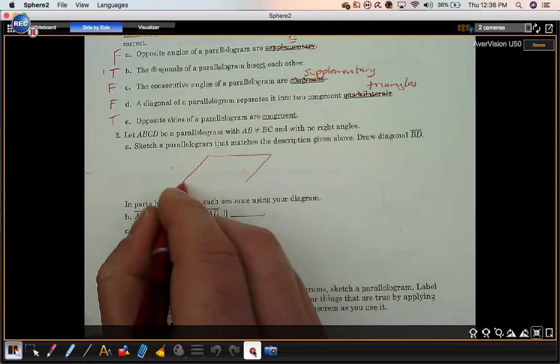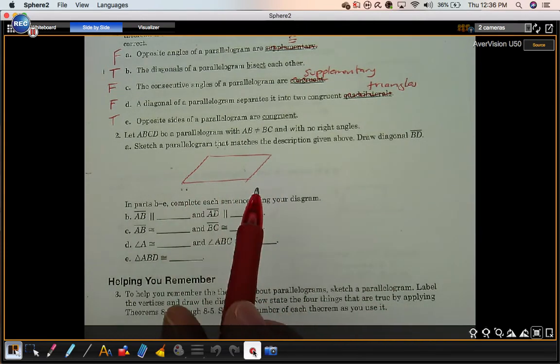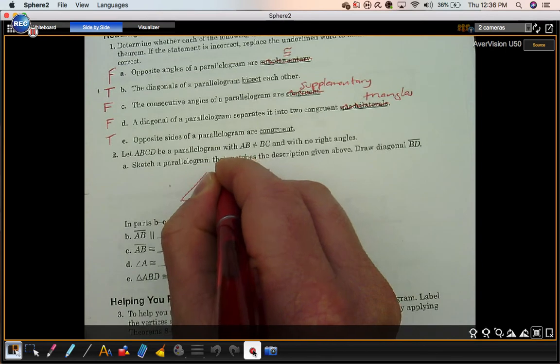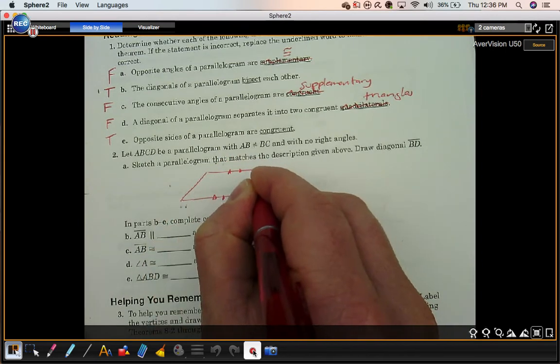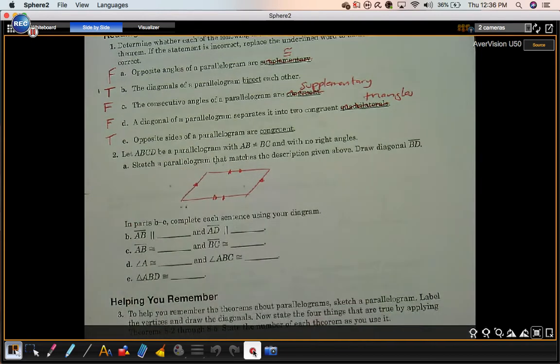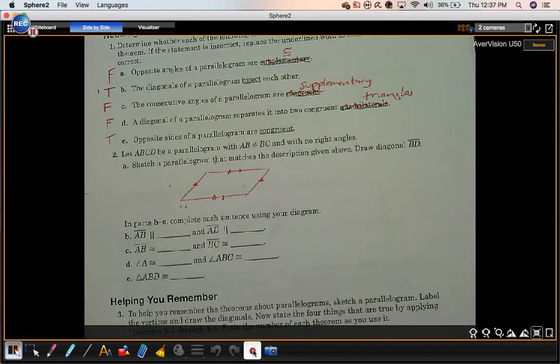So I need a parallelogram that doesn't have right angles. That means it's a parallelogram that isn't a rectangle. So that means it can't be a square either. Okay, so I need to make sure this is a parallelogram. That's why I'm putting these marks on here. Also, I made sure that these two consecutive sides weren't the same.